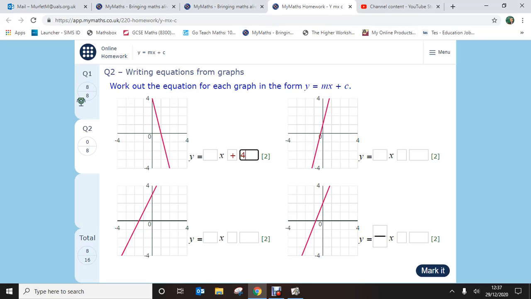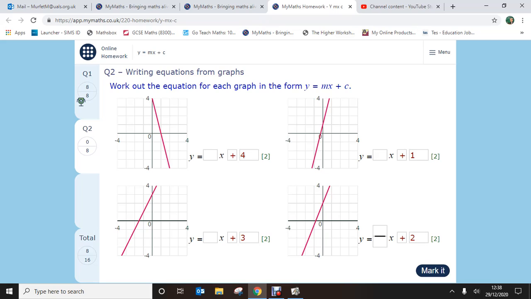What about this one? This one cuts it at, again, positive 1, 2, 3, positive 3. This one cuts it at positive 1, and this one again cuts it at positive 2. So we're counting up from the 0. If we're going up, it's positive. If we're going down, it's negative. Okay, so straight away we've got 1 mark on each of these because we're fairly confident with that.